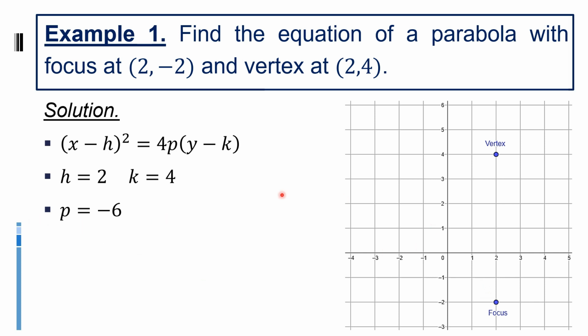Now, we can write now the equation. So, we now have (x minus 2) squared equals 4 times negative 6, which is negative 24, times (y minus 4). So that is now the equation of the parabola.